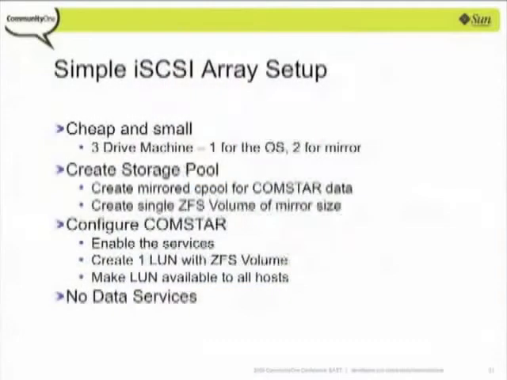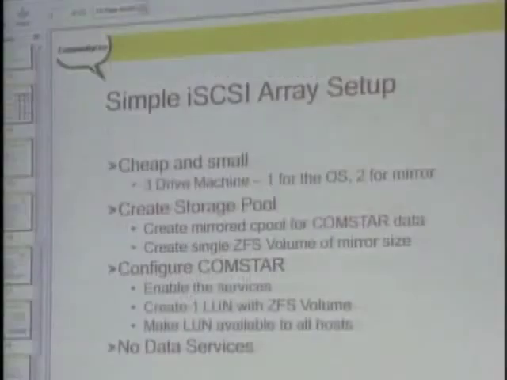So how hard is this stuff? So next slide, we're just talking about something pretty cheap and small. 3-drive machine, 1 for the OS and 2 to mirror for your data. You're going to create the storage pool, configure COMSTAR. We're not going to do anything with data services. But this would be something you'd have at your house. The LUN would be available. You could use Time Machine. You could use it for anything you want. You could think of it as a thumb drive, right? So, Dan, with that, take it away.